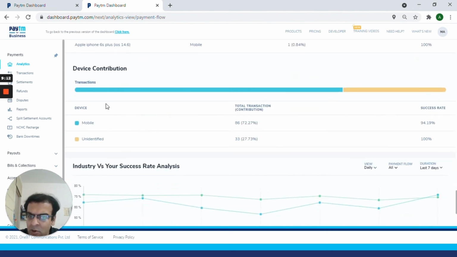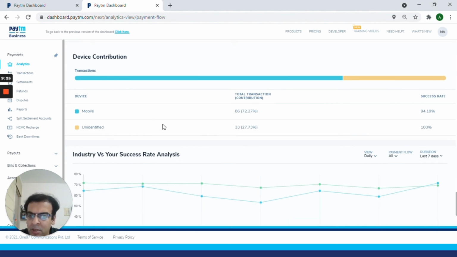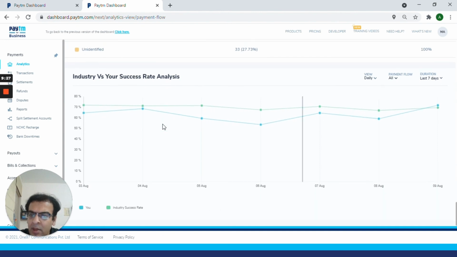This is just a device contribution here, which is basically the device type contribution, that is, how many transactions are coming through mobile, how many through desktop, and how many through tablet. Those kinds of contributions you can see in this particular widget.